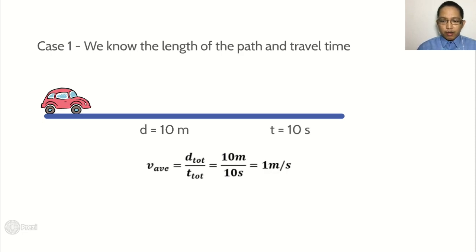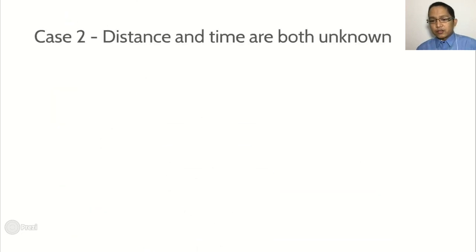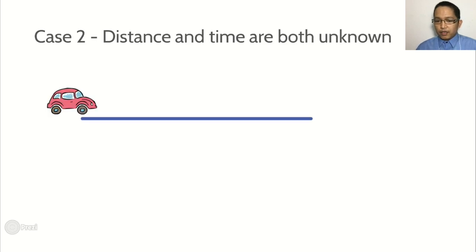Let us say we don't have any idea about the length of the path and the time it takes to cover that length. This brings us to the second case. Distance and time are both unknown. I ask you in this example, what is the average speed of the car? Another way to find the average speed is by actually measuring at particular points how fast the object is.